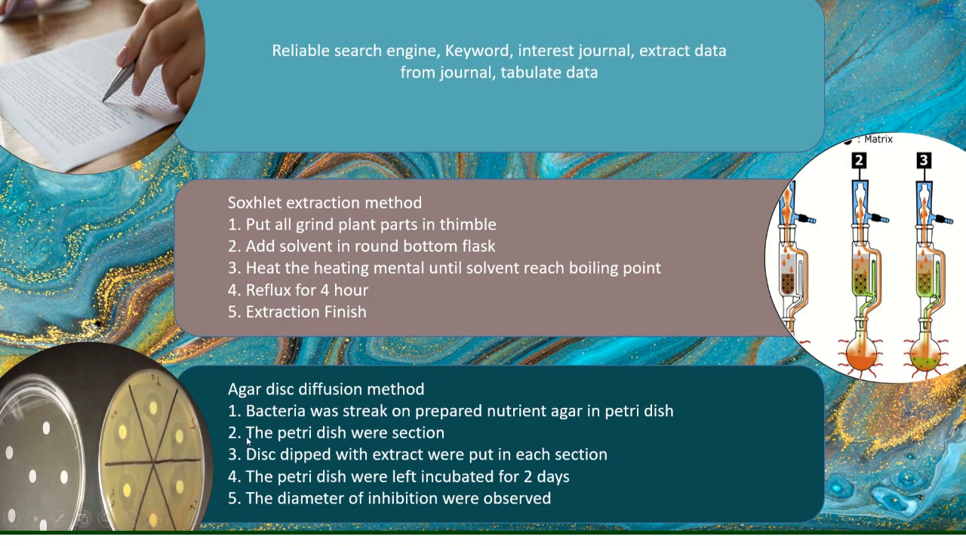And the second one is the method used to find the inhibition zone of bacteria. The most used method is the agar diffusion method, where bacteria were streaked on a prepared nutrient agar in a petri dish. Then the petri dish was sectioned. Third, the disc was dipped in the extract and put in the section. The petri dish was left to be incubated for 2 days. After 2 days, the diameter of the inhibition zone was observed.